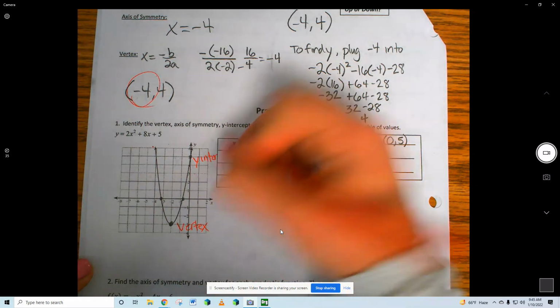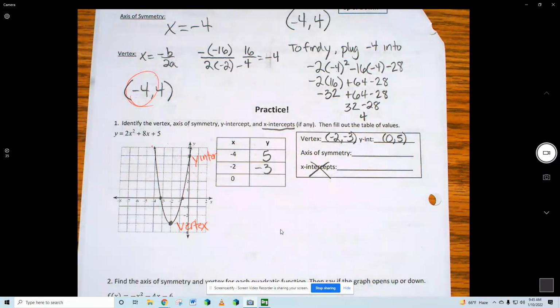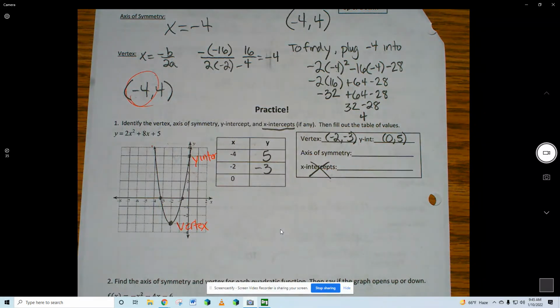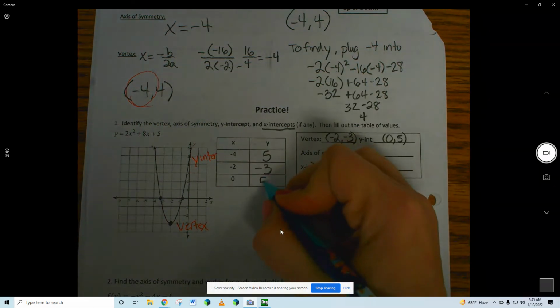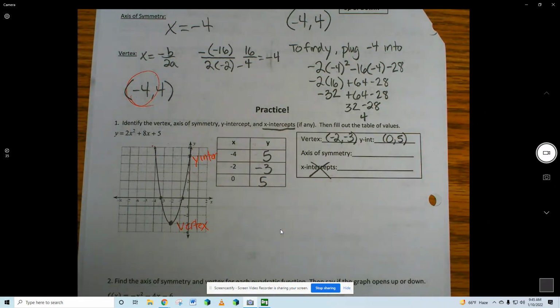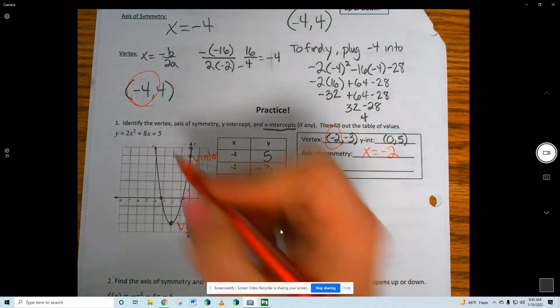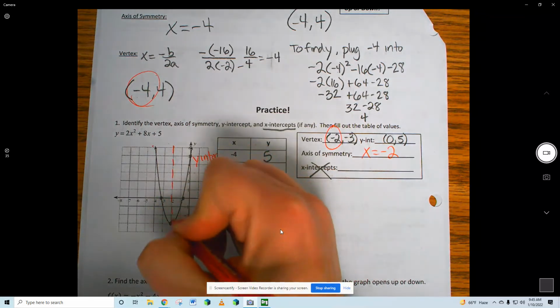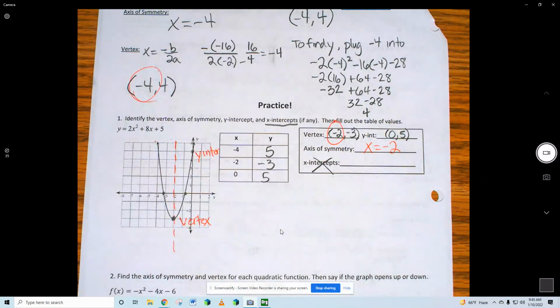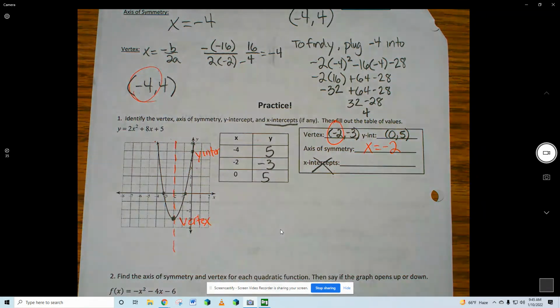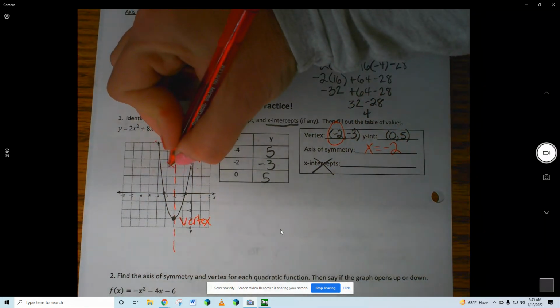Y-intercept. When my graph x is 0, you go up. It's a 5. That's my y-intercept. My axis of symmetry is the first number in my vertex, x equals negative 2. And I'm going to draw it. It's a dotted line that cuts my parabola in half. That's called my axis of symmetry. X equals negative 2.